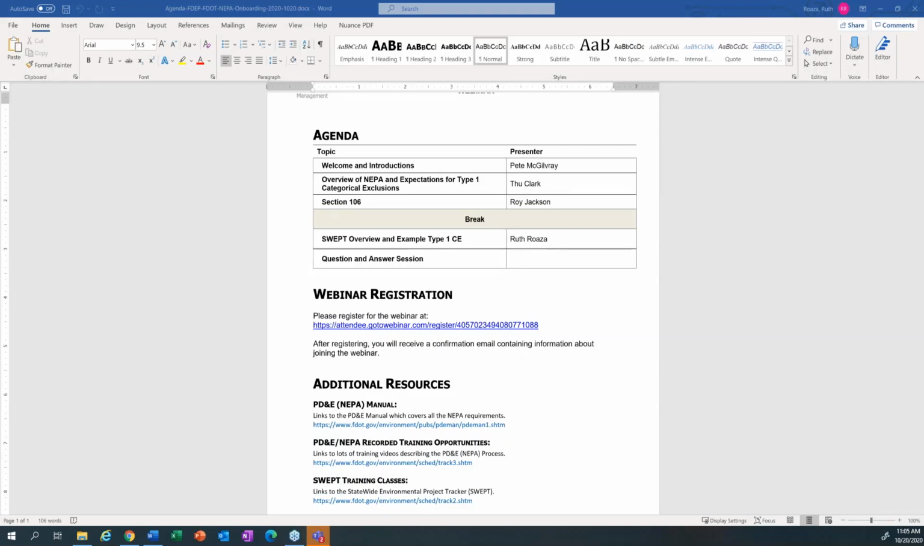And one thing just to point out, at the bottom of the agenda, which is attached as a handout, is the link to our PD&E manual. So the expectations about all those different questions and resources are in that manual as well, with more details.